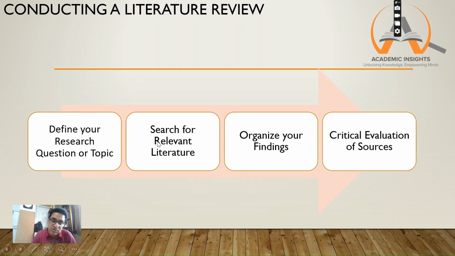Next, we have to find out the relevant literature. It can be from various sources like Google Scholar, or PubMed, or ACM Digital Library, or some other sources. The third step is we have to organize the findings in a sequence of manners, and we will discuss how we can organize our findings of the previous research. And last, we have to critically evaluate all the sources which are to be used in conducting our literature survey. So this is the four-step process of how we can do a better literature survey.